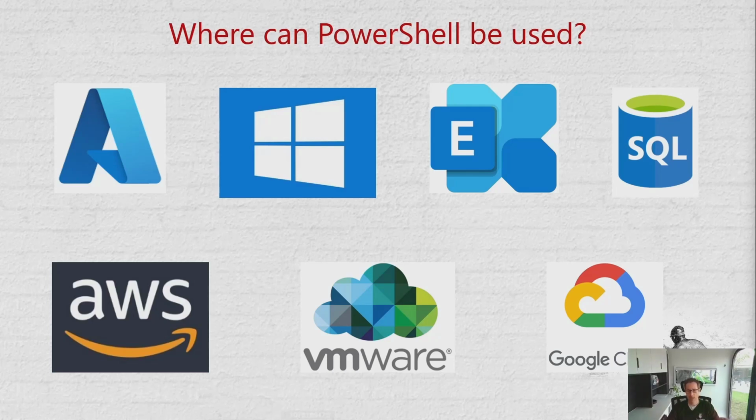For example, you can use Azure Functions or Azure Runbooks to take the same code and run it in the cloud. You can run it on Windows, you can run it on Exchange, you can use it with SQL Server, as well as in AWS, the VMware Cloud, and Google Cloud. So there's actually quite a few places that you could port this code. You could develop it like I'm going to show you later, and then transfer it to these different places. So that's pretty cool in that you can use it in quite a few different places, not just one limited use case.